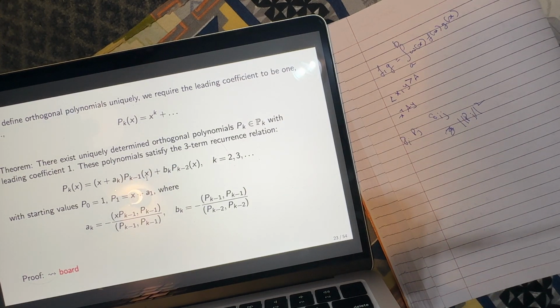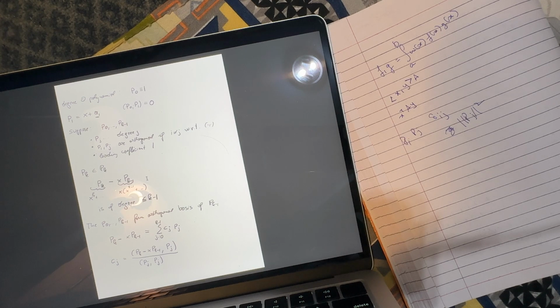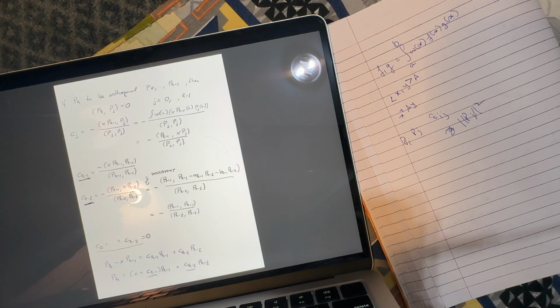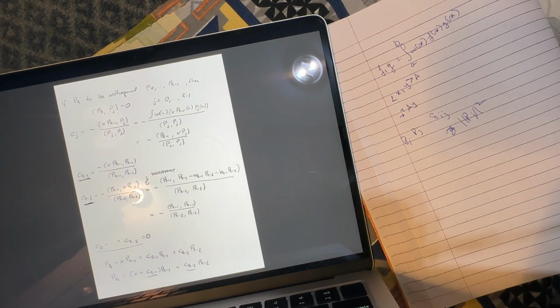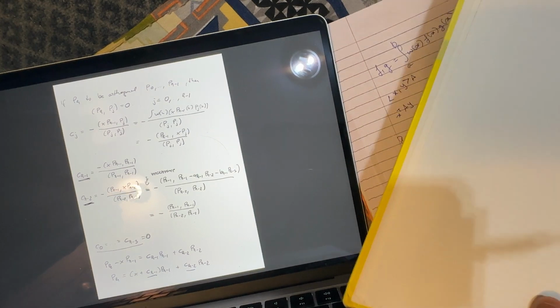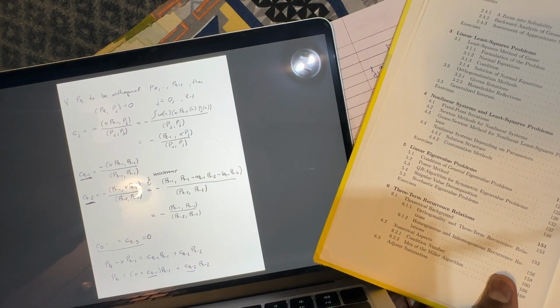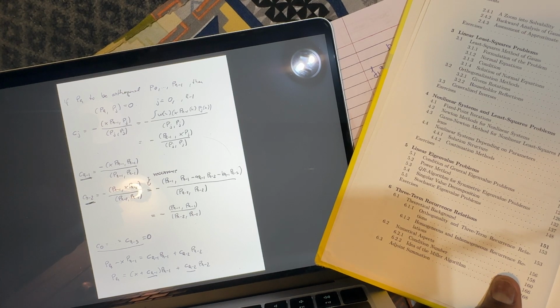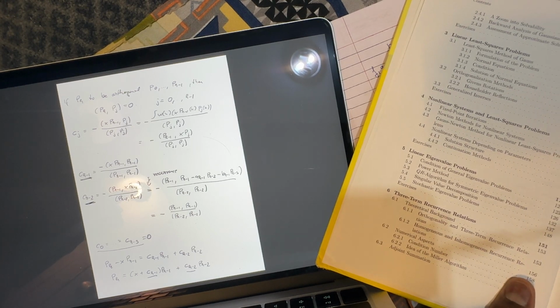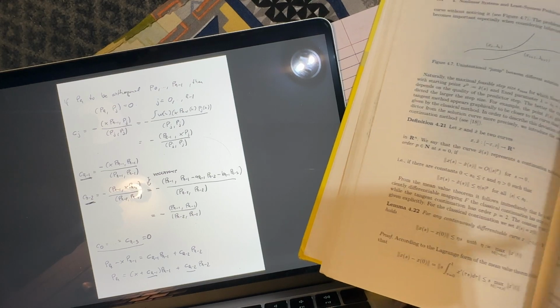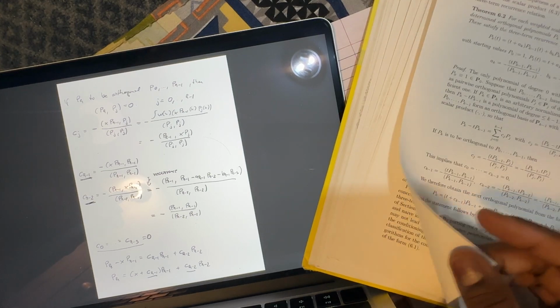That's what we are going to do actually. We are going to prove this by induction, the three-term recurrence relation. Was there something like this in Teufel? Three-term recurrence relation. What does this mean? 151. Is this the same? Oh, it's the same.